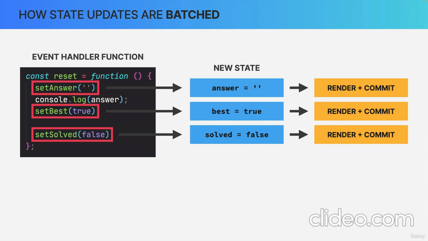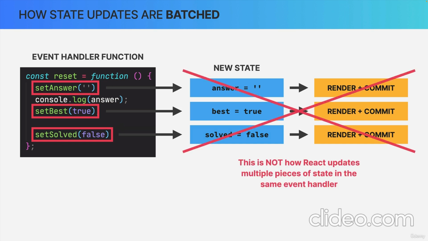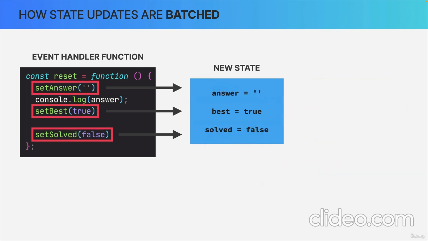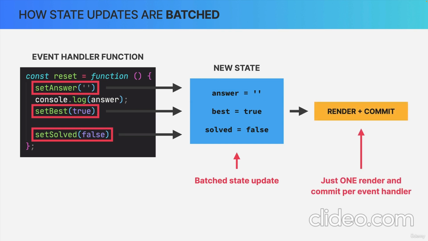However, this is actually not how it works. So this is not how React updates multiple pieces of state in the same event handler function. Instead, these state updates will actually get batched into just one state update for the entire event handler. So updating multiple pieces of state won't immediately cause a re-render for each update. Instead, all pieces of state inside the event handler are updated in one go. So they are batched, and only then will React trigger one single render and commit.